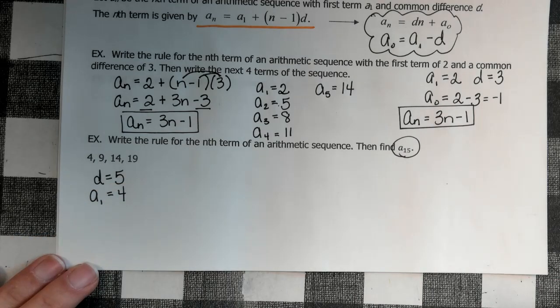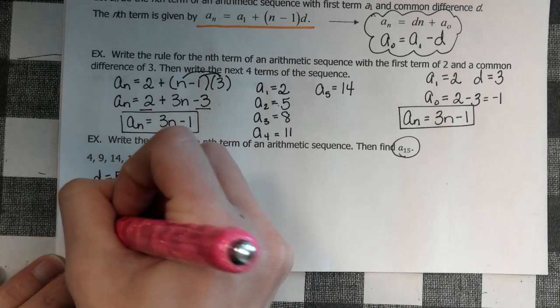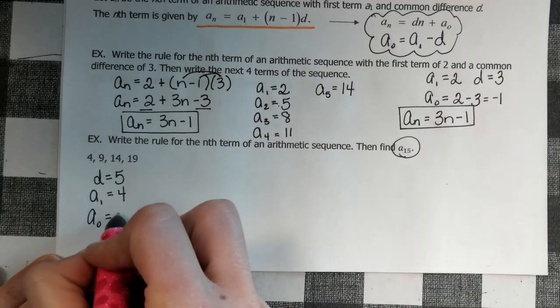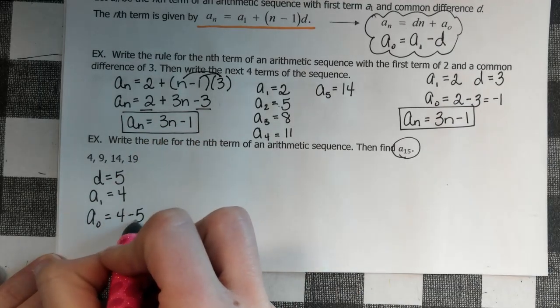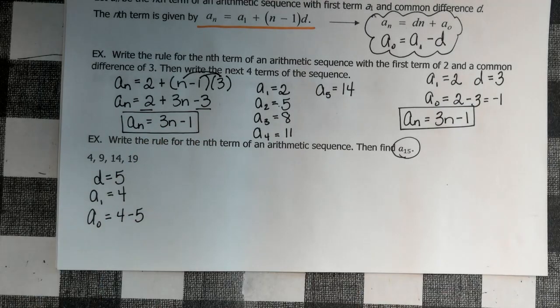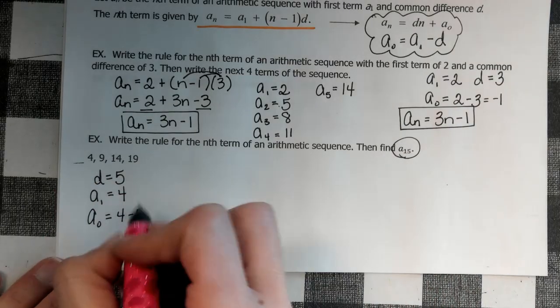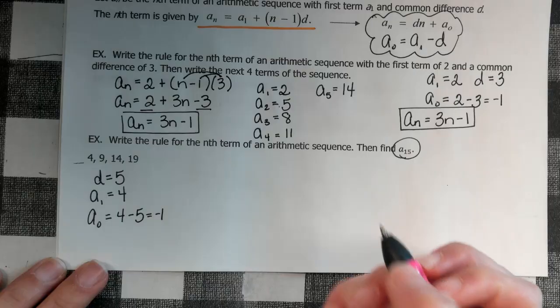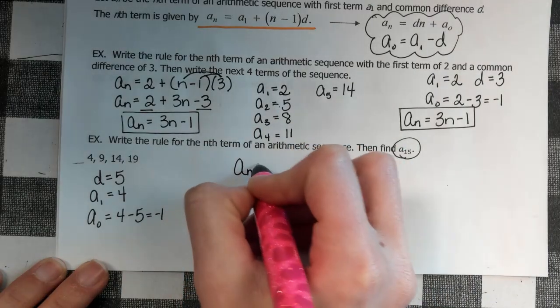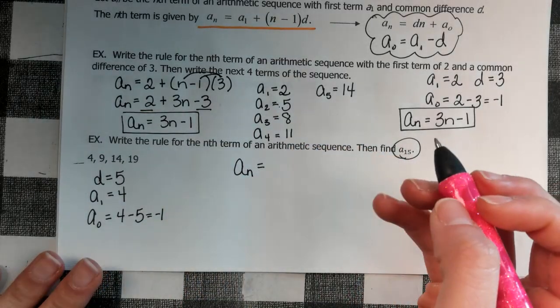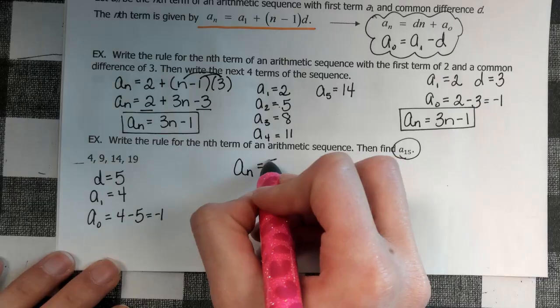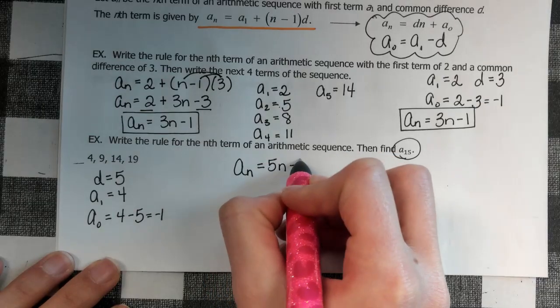Once I find that, I can easily find my A naught by subtracting 4 minus 5. You're going in the opposite direction to backtrack to what would have come before the 4, which would be -1. So A sub n is equal to dn plus A naught. That's going to give me 5n minus 1.